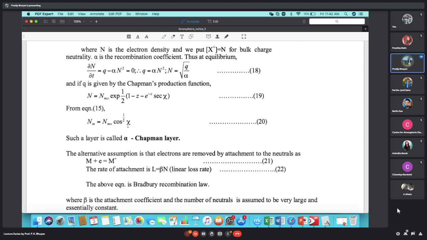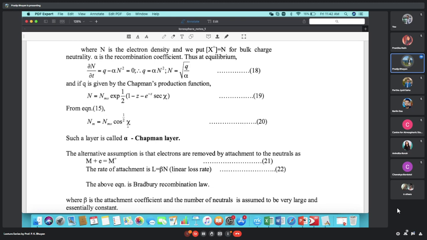So this M becomes M minus, okay? So the rate of attachment is now attachment. The electron is attached to the neutral. So in this case, we call that coefficient beta. L is equal to beta N directly. So the above equation is also known as the linear recombination law.